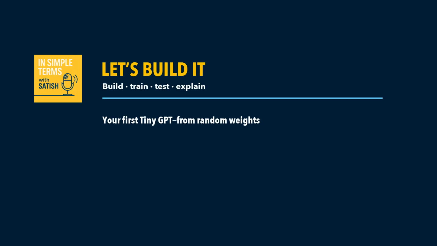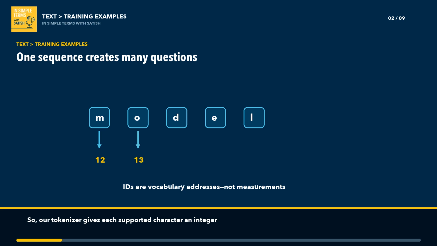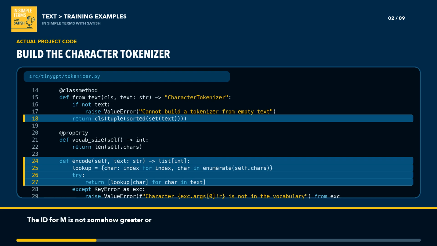Let's build it. A language model practices one question again and again. What comes next? Computers cannot begin with letters directly, so our tokenizer gives each supported character an integer ID. Those IDs are labels, not measurements. The ID for M is not somehow greater or more meaningful than the ID for O. It is simply an address in the vocabulary.